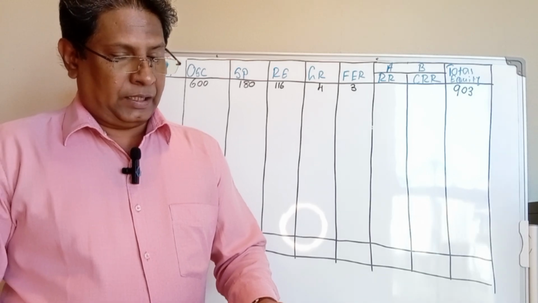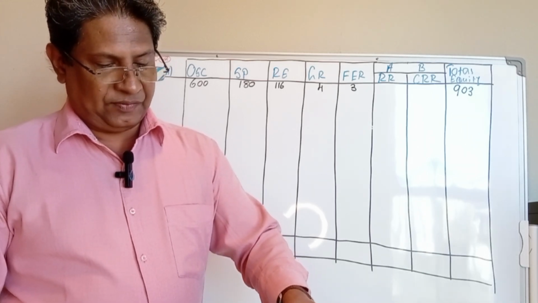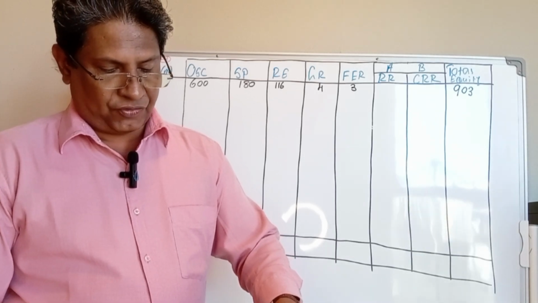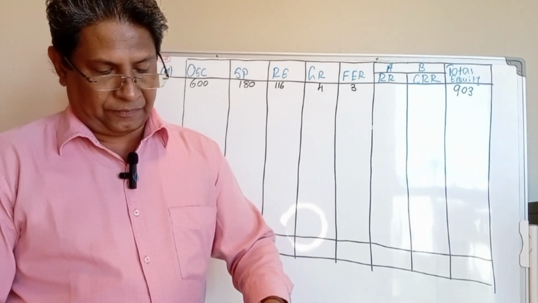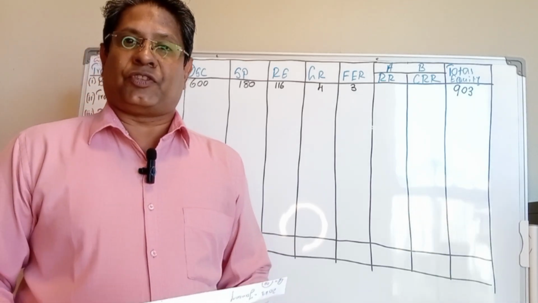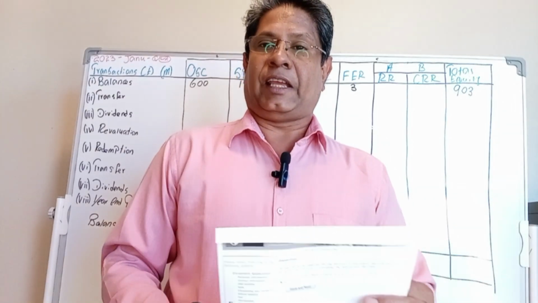There are some transactions that have been given: enter the balances, transfer to reserves, dividends, revaluation, redemption, again a transfer, again an interim dividend, and the final year profit amounts. You'll have to complete the table in the question paper if you want to get the 22 marks. Let's go through the question very carefully.